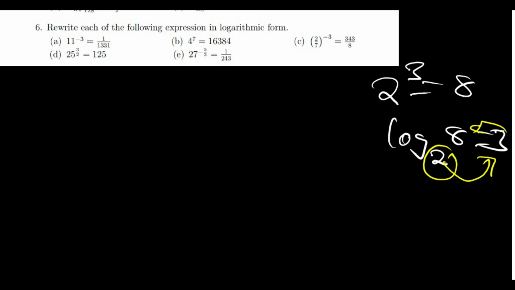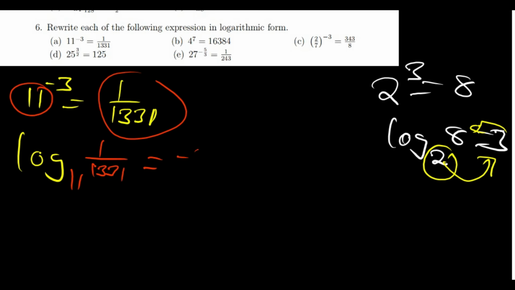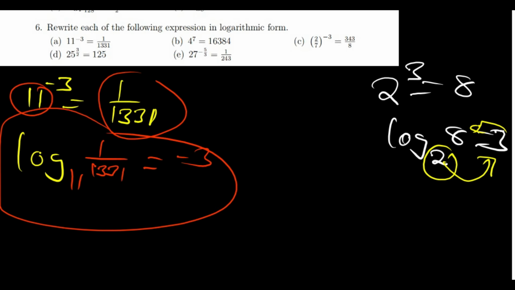Now I have the first one here, part A, which is 11 raised to the power negative 3 is equal to 1 over 1331. Meaning I'm going to say log of what I have here. This is my base. It's going to be this. Then this is what is inside. So it's going to be log base 11 of 1 over 1331 is equal to negative 3. Now I've come out from exponential to log. Okay, let's go to part B.